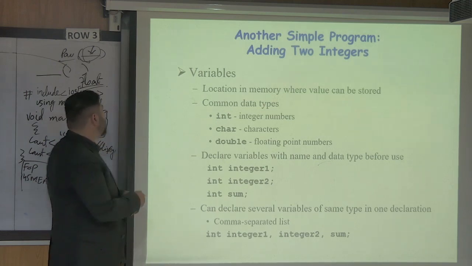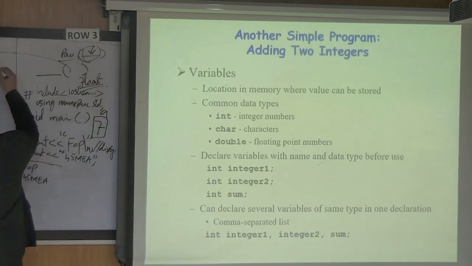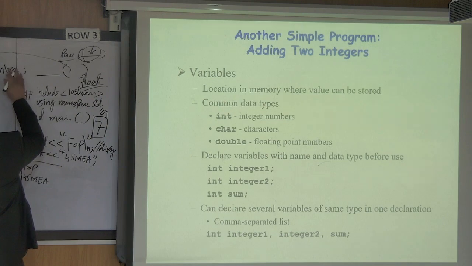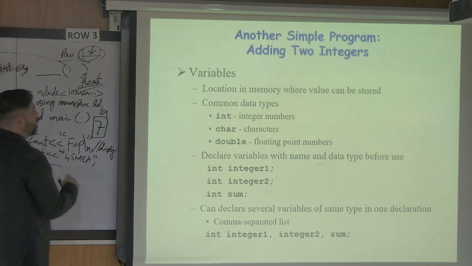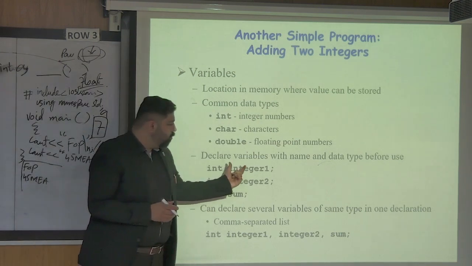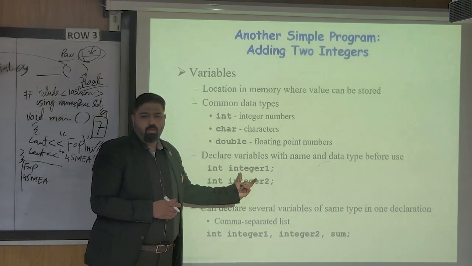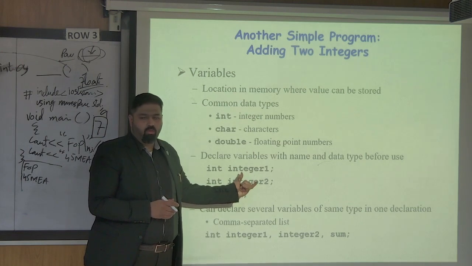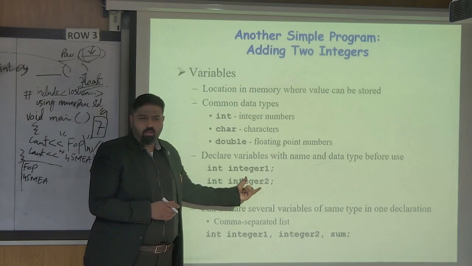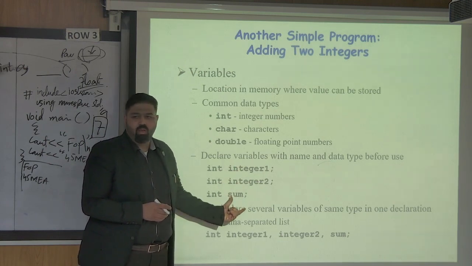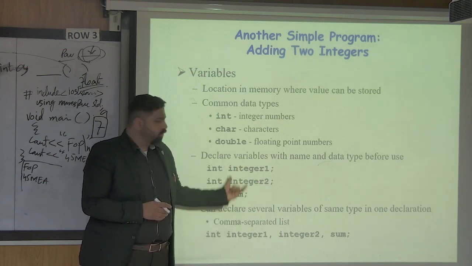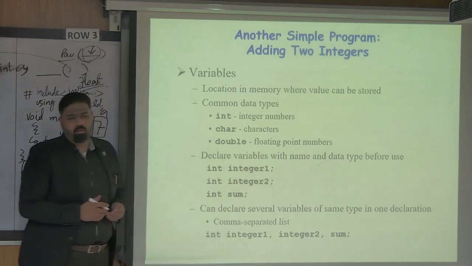Instead of writing integer A, int space A with a semicolon, instead of A, I have given a more meaningful name, isn't it? Yes, sir. So this is how we should do it. Integer 1, integer 2, and instead of C, a more meaningful name, sum. So this is how three variables can be declared.